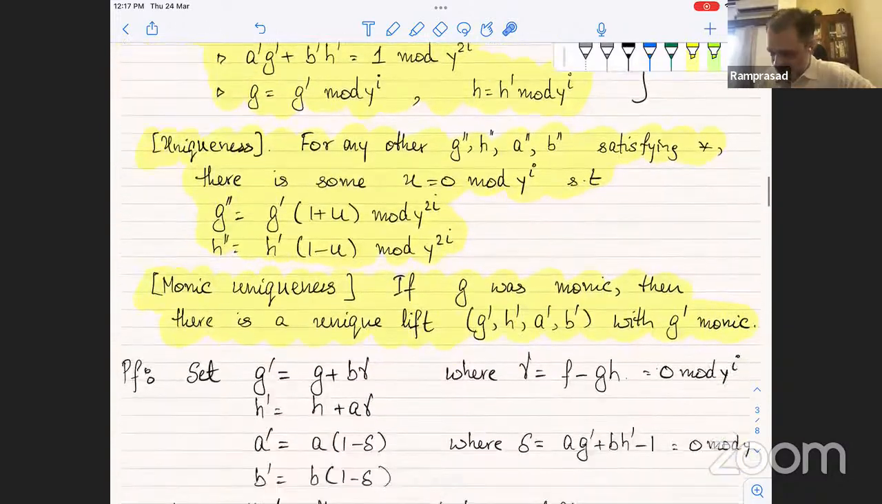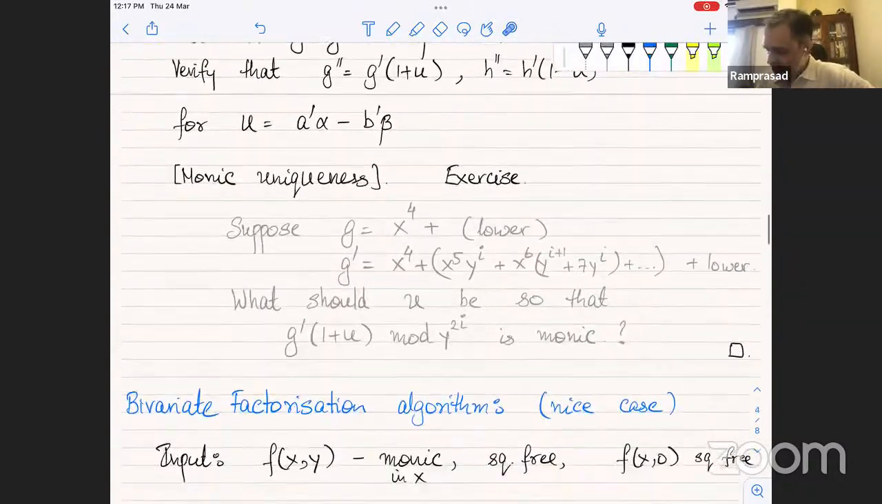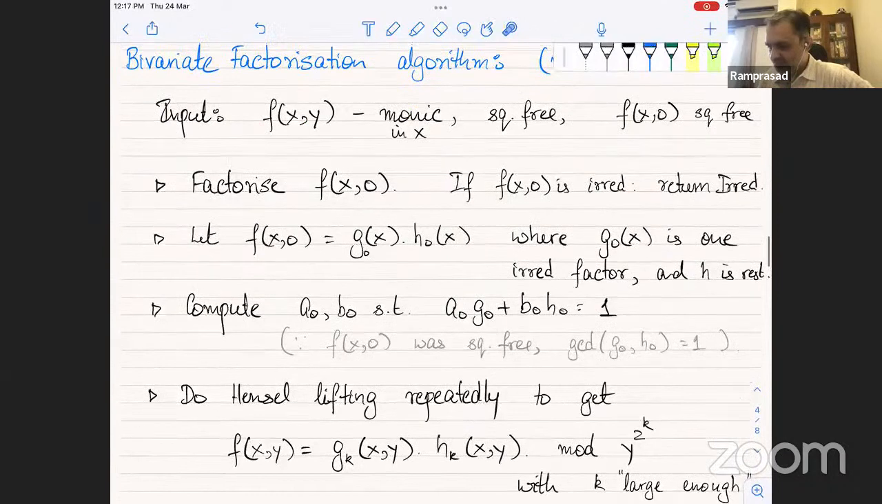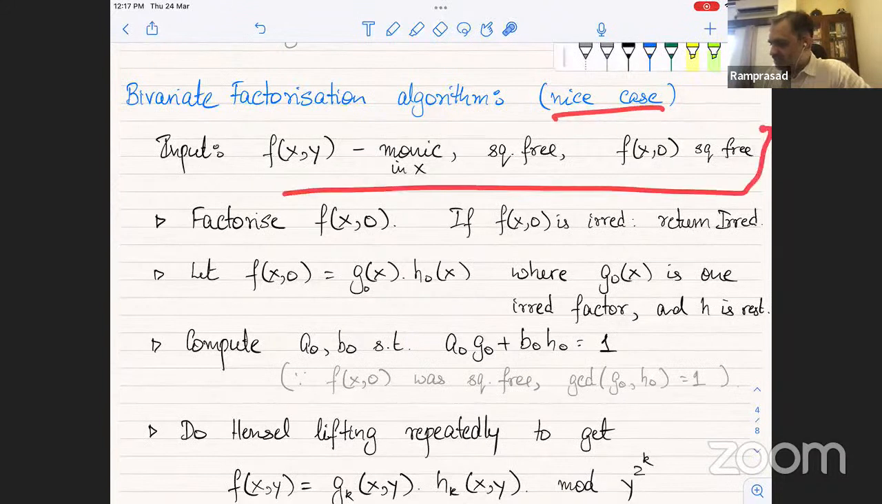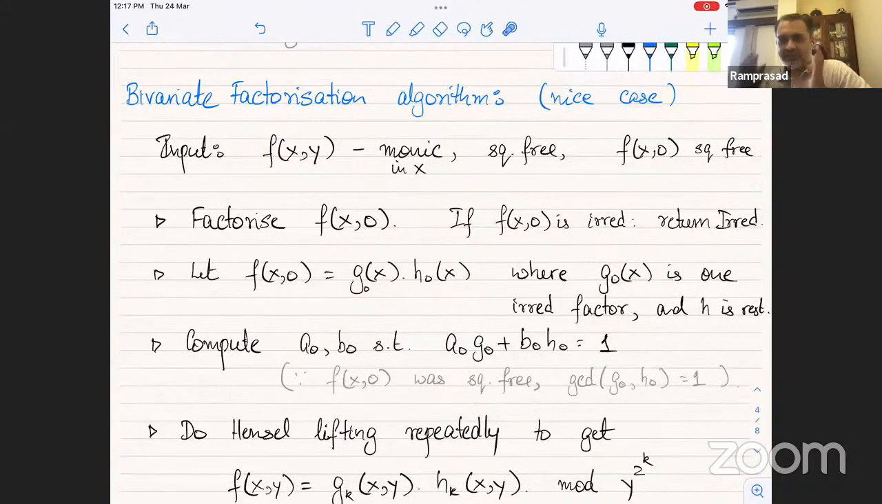Okay, so now let me just describe what the algorithm is. This is basically what Varun had suggested, and I'm saying it's a nice case because of the assumption that I have on F. It happens to be monic, it happens to be square free, and it continues to be square free when y is set to 0.